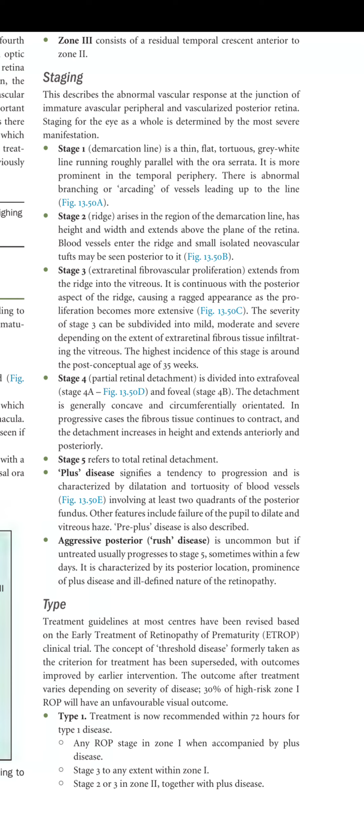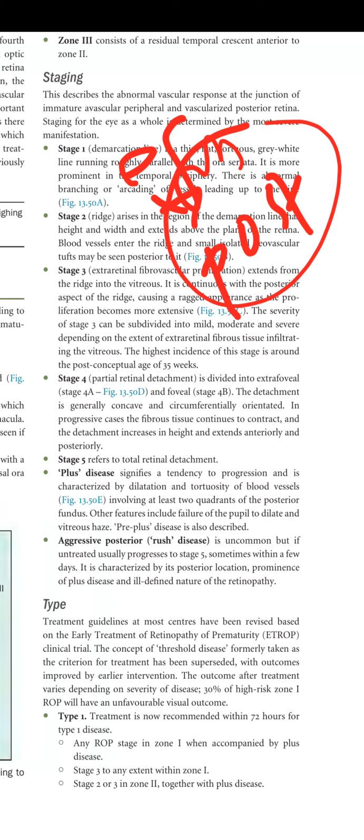Stage 3: extraretinal fibrovascular proliferation extends from the ridge into the vitreous. So when the extraretinal fibrovascular proliferation extends into the vitreous, it is continuous with the posterior aspect of the ridge, causing a ragged appearance as the proliferation becomes more extensive. Stage 3 can be divided into mild, moderate, and severe depending on the extent of the extraretinal fibrous tissue infiltrating into the vitreous. The highest incidence of this stage is around the post-conceptual age of 35 weeks. So basically, at a post-conceptual age of 35 weeks, it is occurring in that stage.